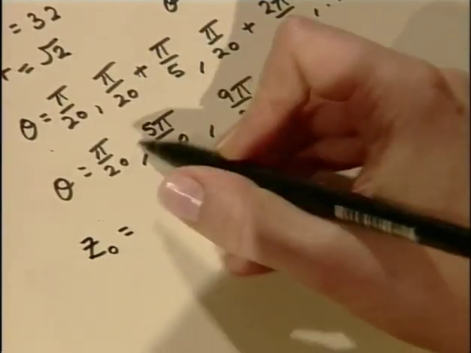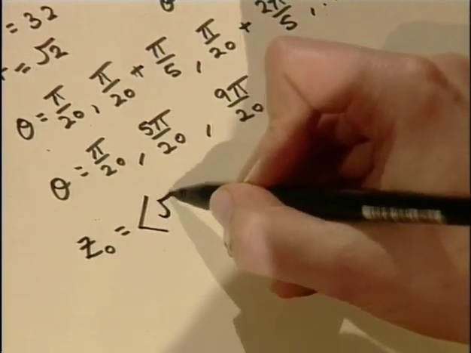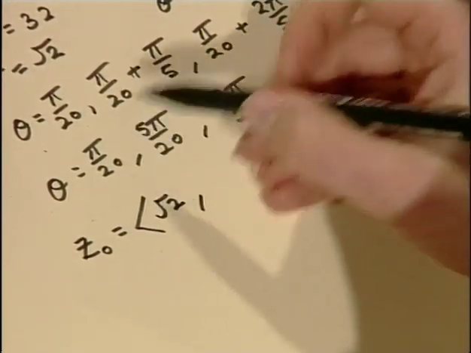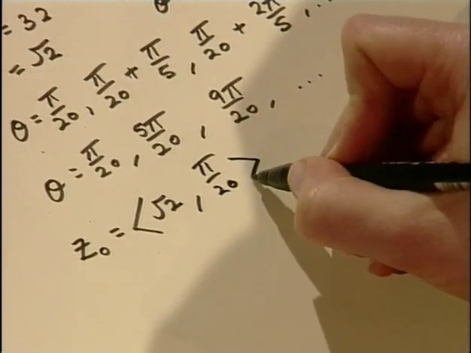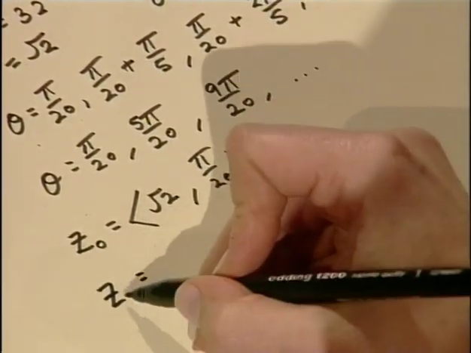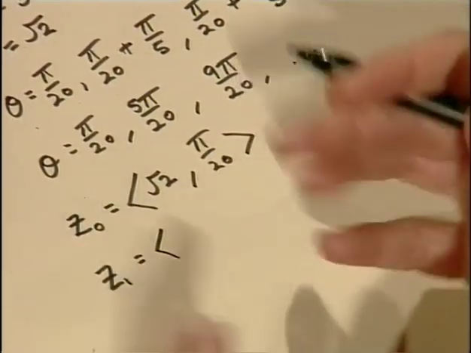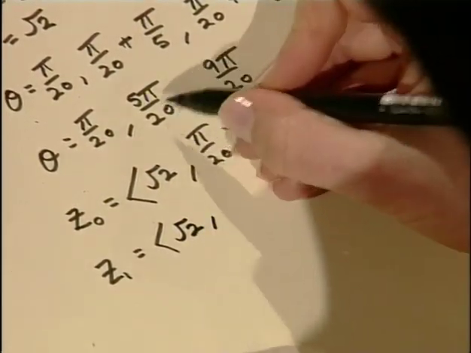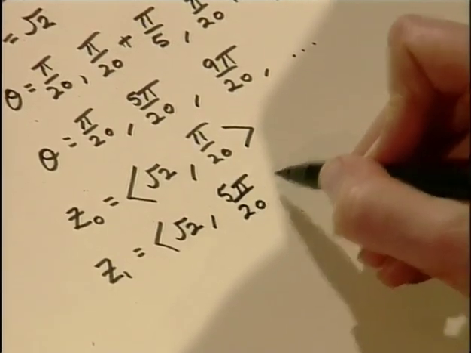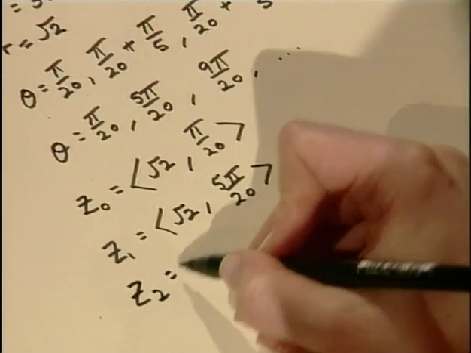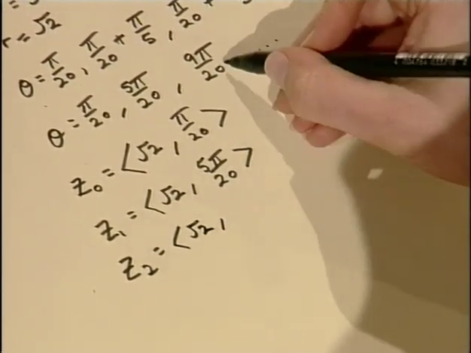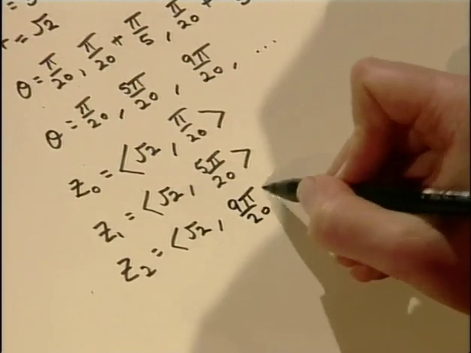So we have a sequence of values of theta, and we know that r is root 2. So let's write down the solutions to the equation, and we'll call this first one z0. So z0 equals, well, I've got my modulus of root 2, and my first statement here, so that's pi over 20. What about z1? Well, when m equals 1, again, I've got my same modulus, that's root 2, and my second term here, so 5 pi by 20. And z2 in the same way would be root 2, and my third term, so that's 9 pi by 20.